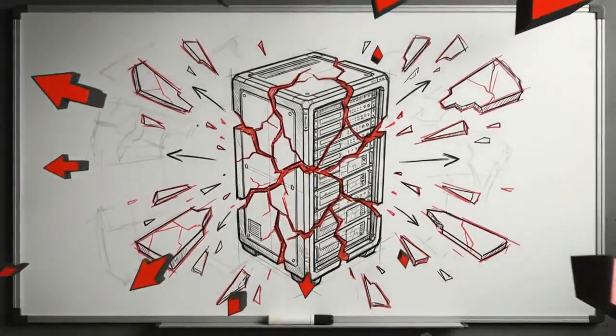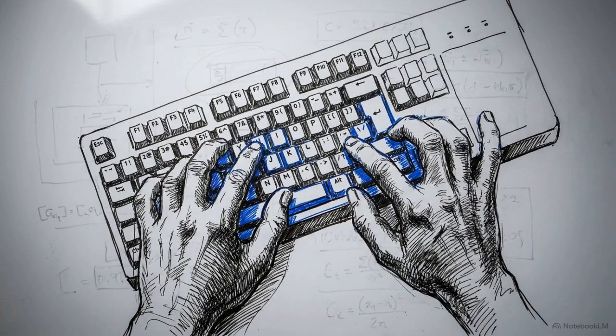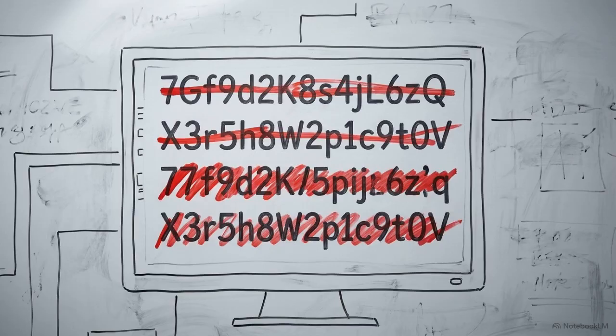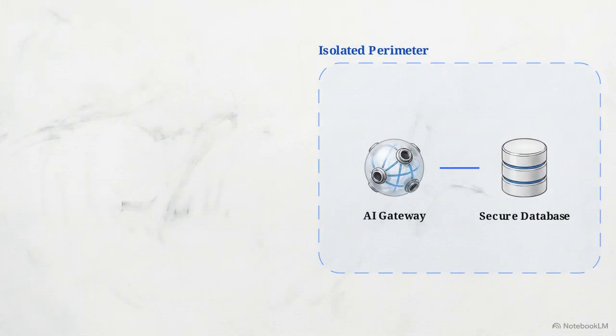Organizations using LiteLLM must update to version 1.83.7 or later immediately to close the vulnerability. If a vulnerable instance was exposed to the internet, administrators must assume the database was accessed and rotate every key stored within it. From a network perspective, AI gateways should never be exposed.